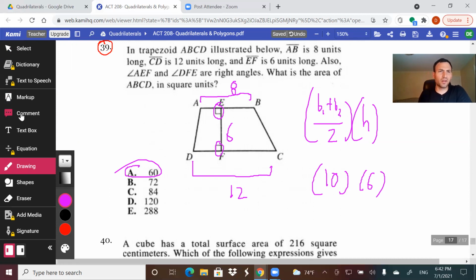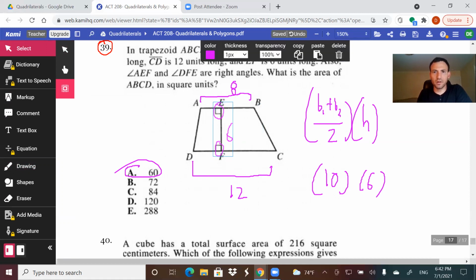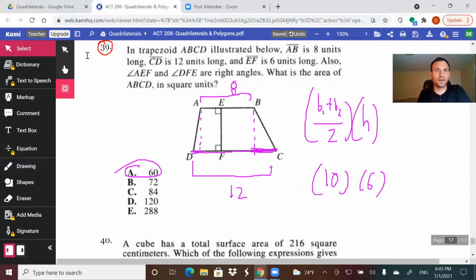If you had to break this up into triangles, it would be a little trickier. You'd have to maybe make some estimates because you don't know exactly what here to here would be. You'd have to make sure that your estimates were kept in line, that from here to here is 8, and this plus this would have to make this whole line equal 12. So it'd be a little more complicated.